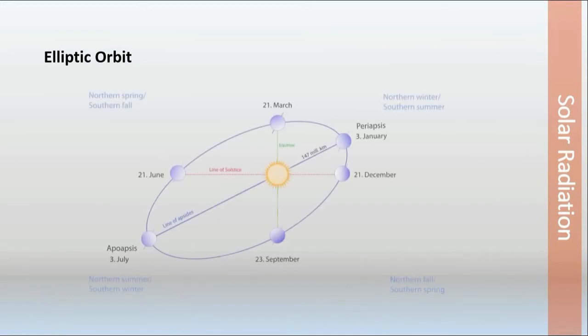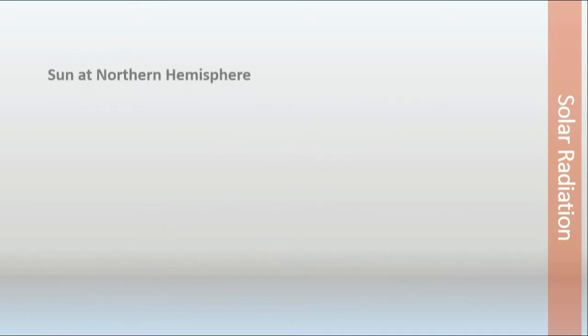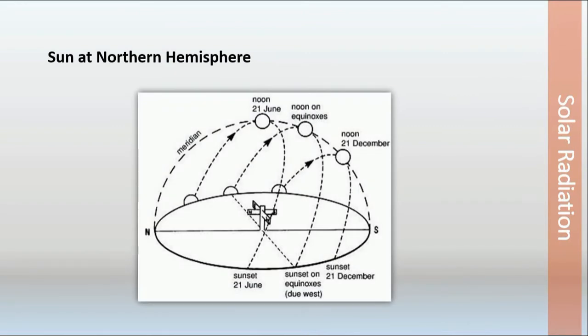Since the earth is rotating around the sun in an elliptical orbit, this will affect the sun height in the different seasons of the year. So we see that on the 21st of June the sun is at its highest altitude or height, and on the 21st of December it is at its lowest path. So we need to consider this during the shading analysis of a PV system.